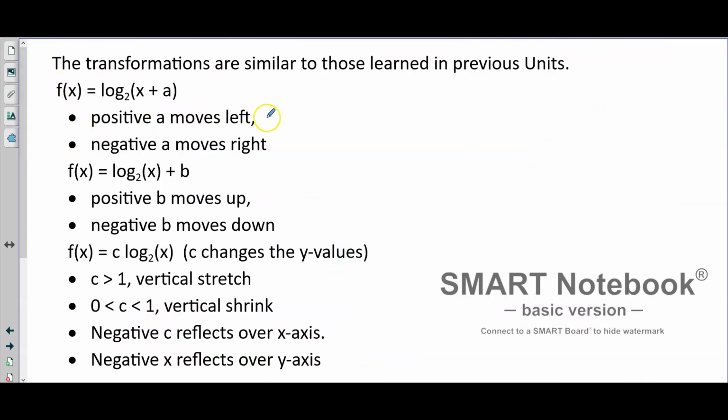Okay, so these are some review of transformations. Every transformation we've learned to this point is the same concept. If you add or subtract a number to the actual x value, that moves your graph left and right. So if that was x plus 3, it would move to the left 3, and if it was x minus 3, it would move to the right 3.